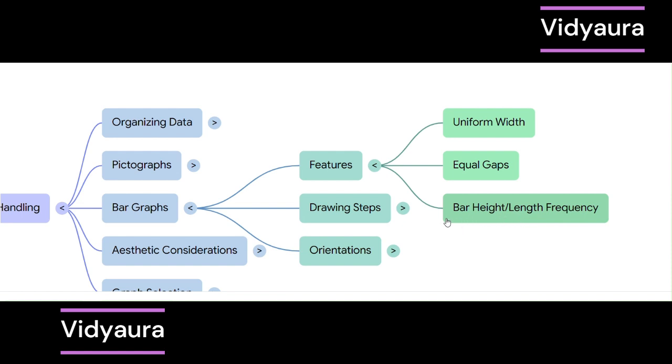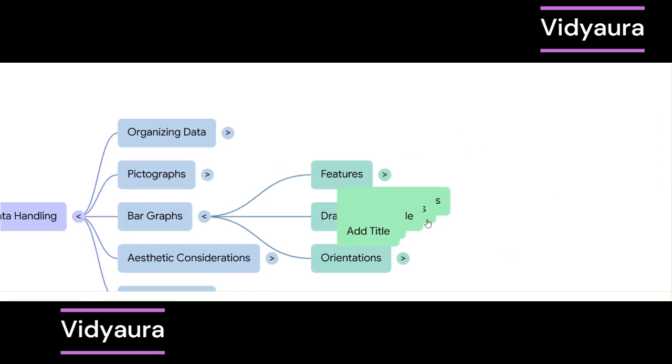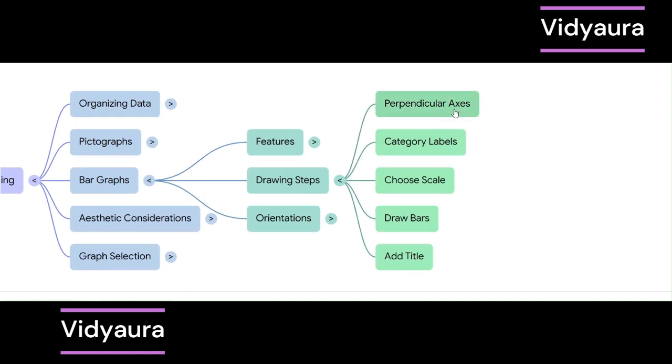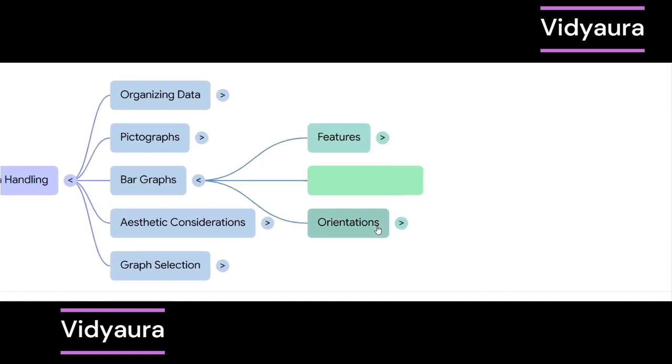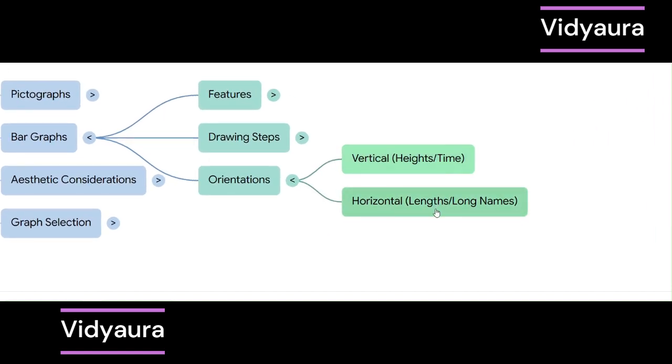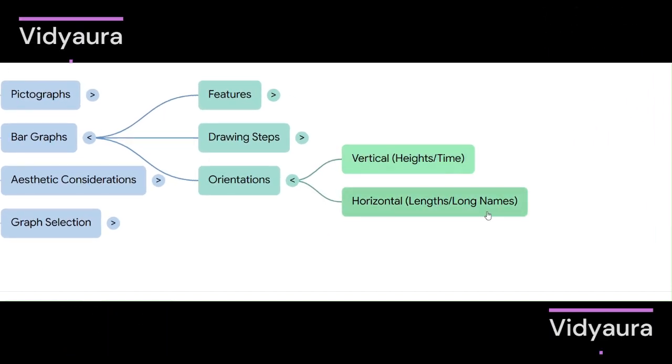How do we draw one? It's a 5-step process. Start with your perpendicular axes, the X and Y lines. Label your categories. Choose a scale that fits your paper. Draw the bars, and most importantly, add a title so people know what they're looking at. And remember, you can go vertical to show trends over time, or horizontal if your category names are really long.